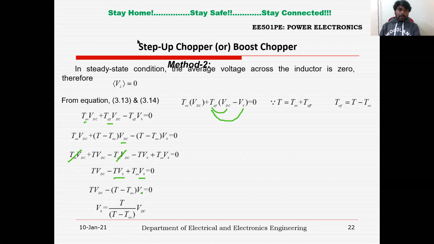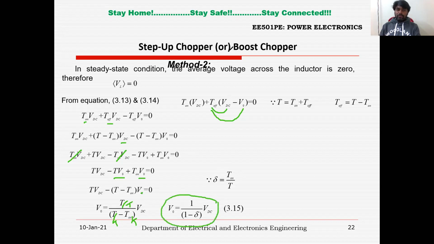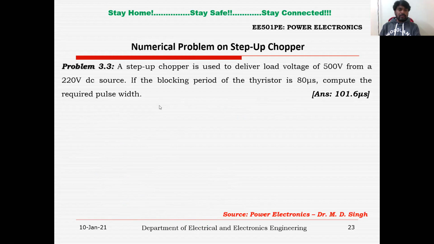And we know you just divide this expression both in the numerator and denominator with t. So t by t, it will be 1 here, and t on by t is delta. So you will get output voltage as 1 by 1 minus delta into VDC. So the same voltage expression you can see in the last slide, right? So this is the easiest way to find out the average output voltage. Method 2 is the easiest method, right?